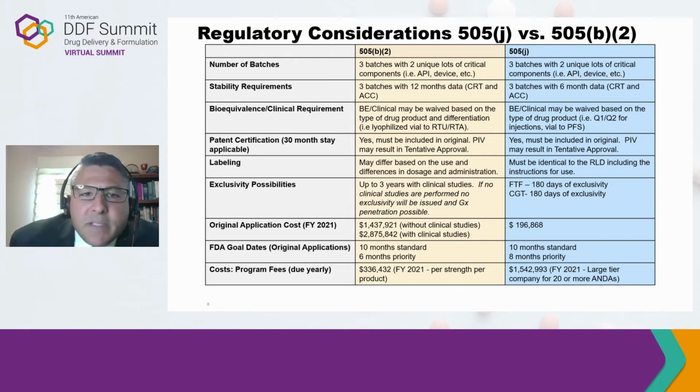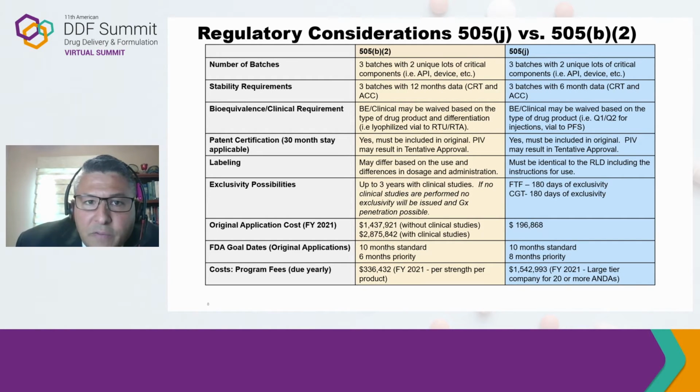So some regulatory considerations, some highlights: with 505(b)(2)s, you're still going to need 3 batches for submission with 12 months of data. And some other differences: exclusivity can be possible, up to 3 years, with clinical studies. As opposed to 505(j), where if you're first to file, you get 180 days exclusivity, or if you go the CGT route, you could also get 180 days exclusivity.